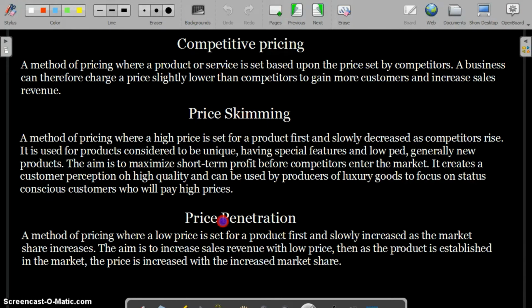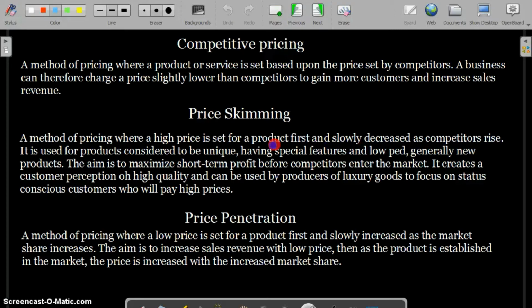Then there's price skimming and price penetration. They both are generally used for new products and are completely opposite to each other. In price skimming, a very high price is first set and that is slowly decreased as competition increases. And in price penetration, a product which is new is charged low, and as its demand increases, the price also increases. So in price skimming, as I just explained, it's a method of pricing where a high price is set for a product first and is slowly decreased as competitors rise.